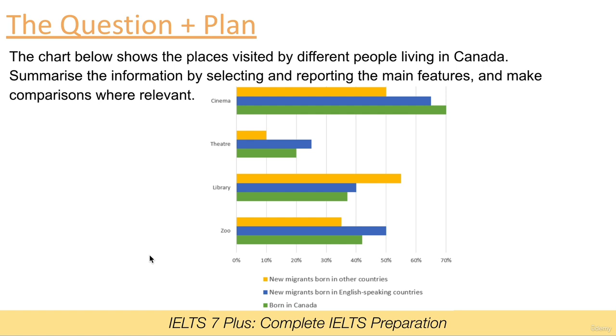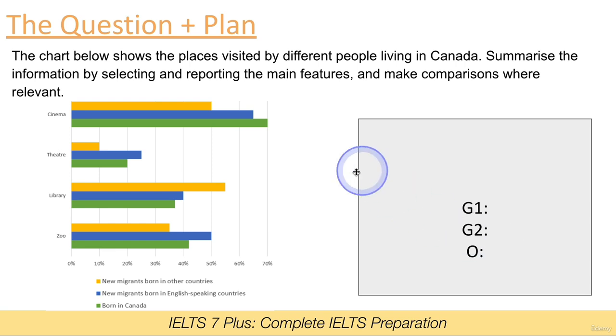Right, so initial thoughts then, the cinema is really high for visiting. All groups are visiting there in very high percentages. The theatre, on the other hand, oh, that's the lowest place in which people went to. The library, particularly visited by new migrants born in other countries. And the zoo, particularly visited by new migrants born in English-speaking countries. So those are some initial thoughts and ponderings. So now we can go to our plan.